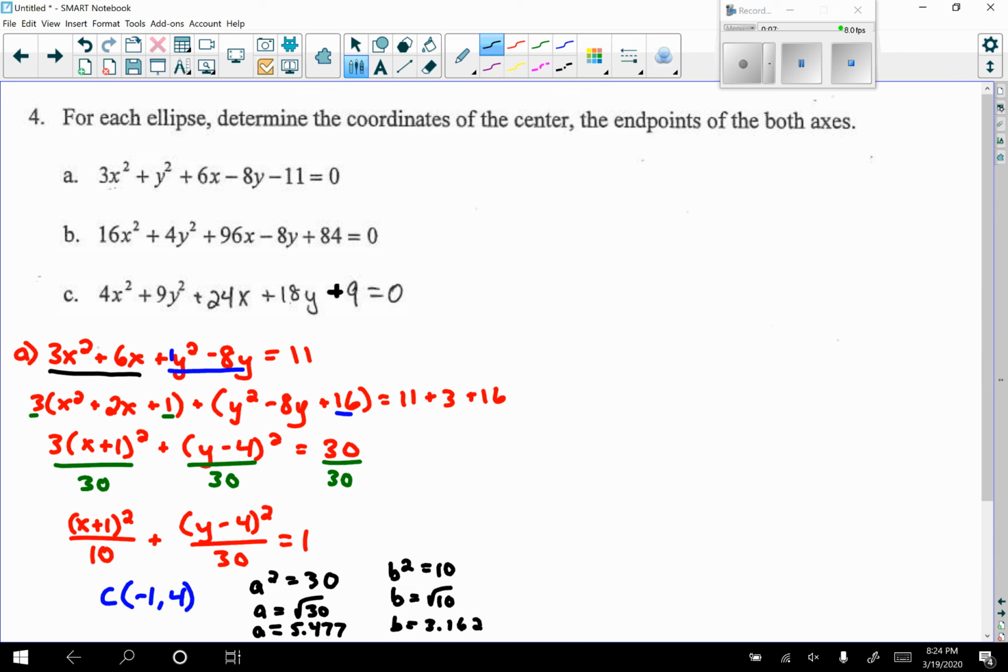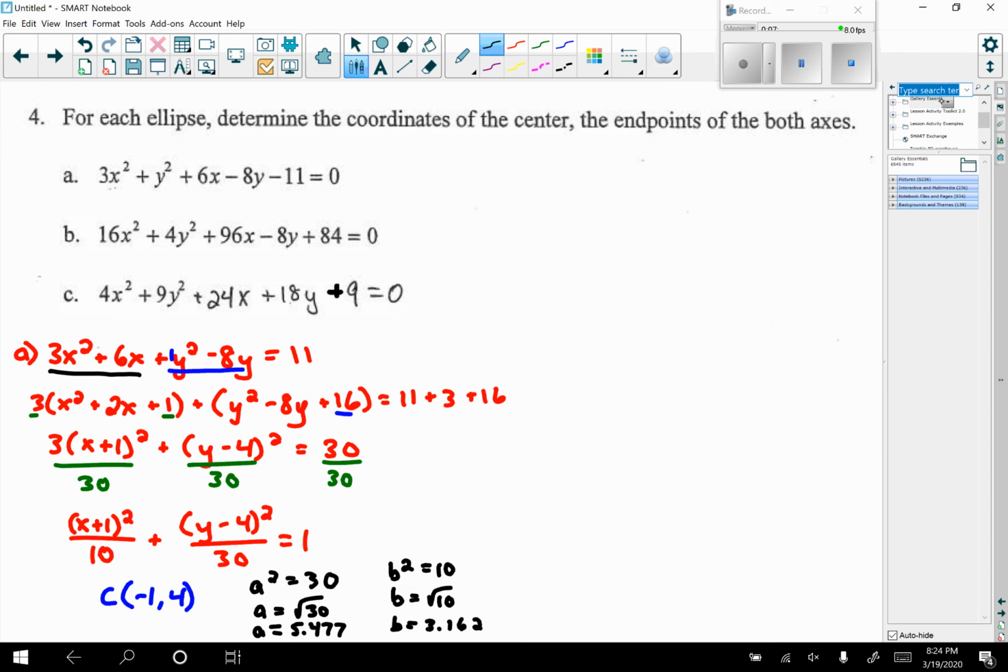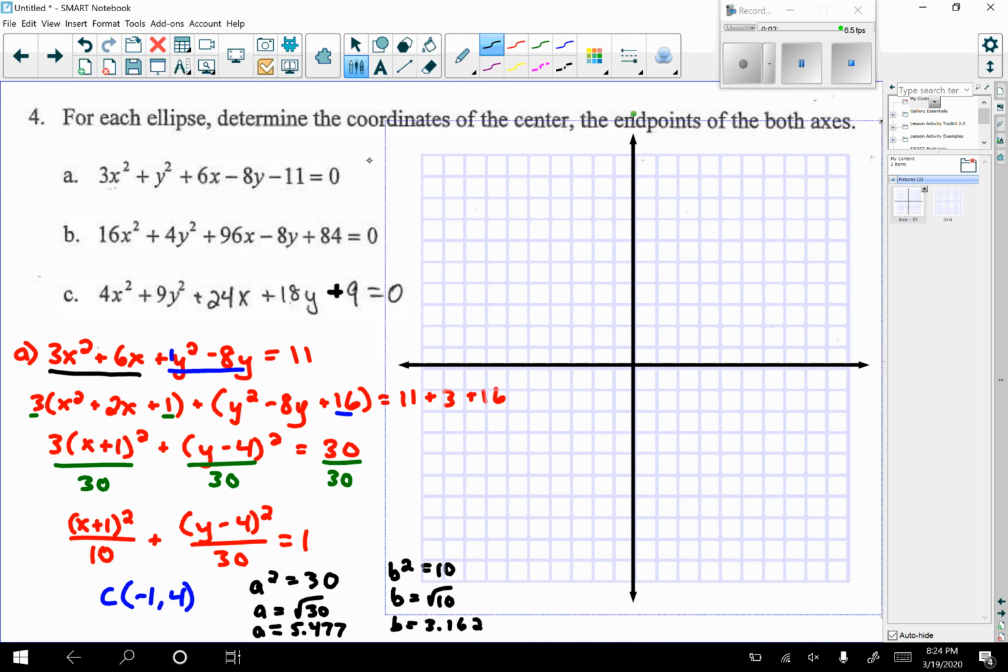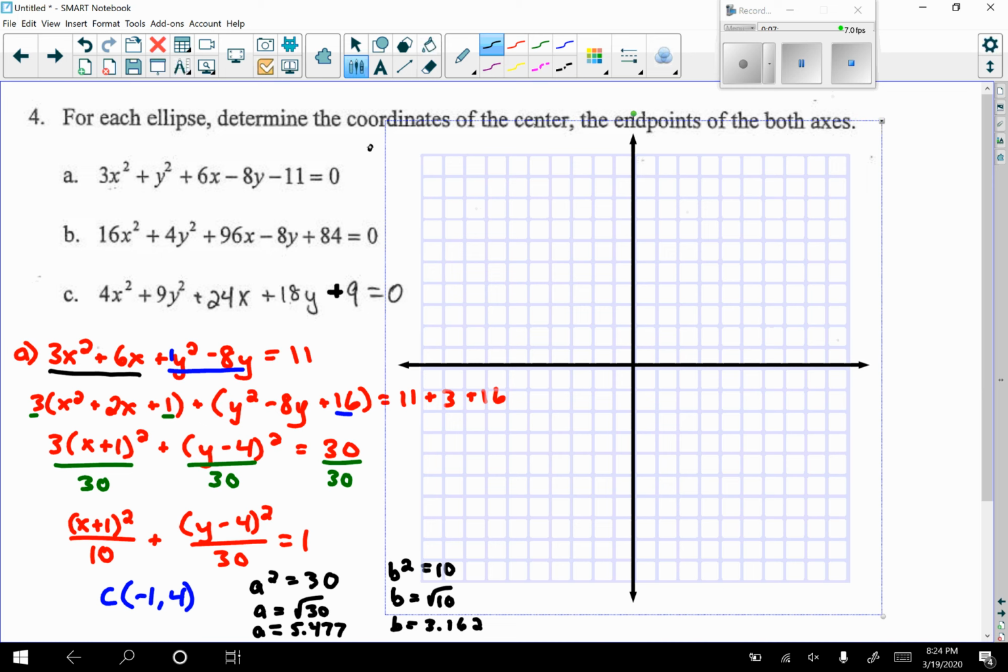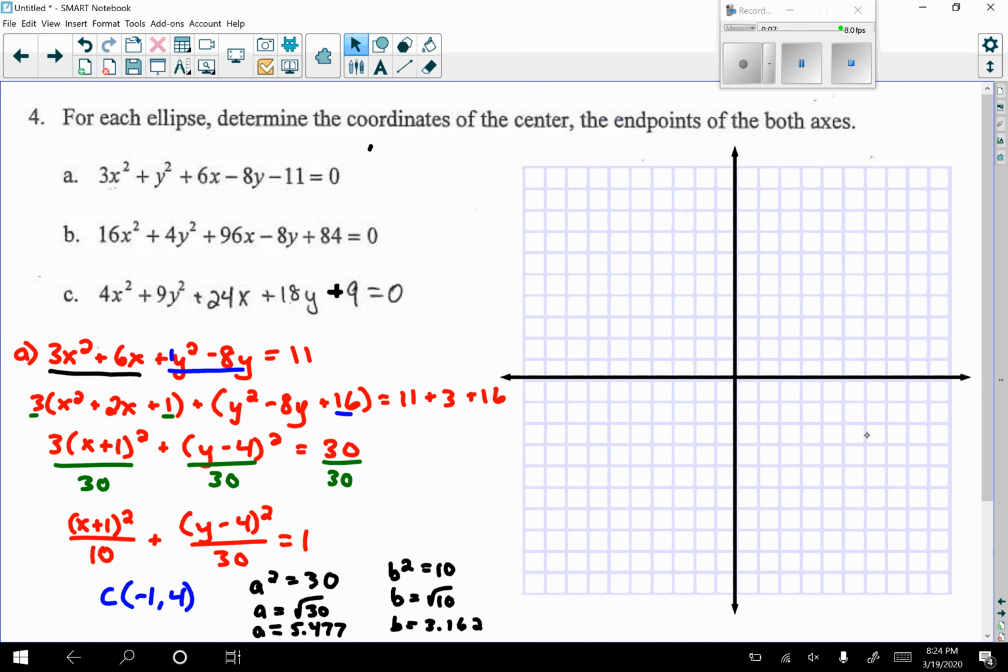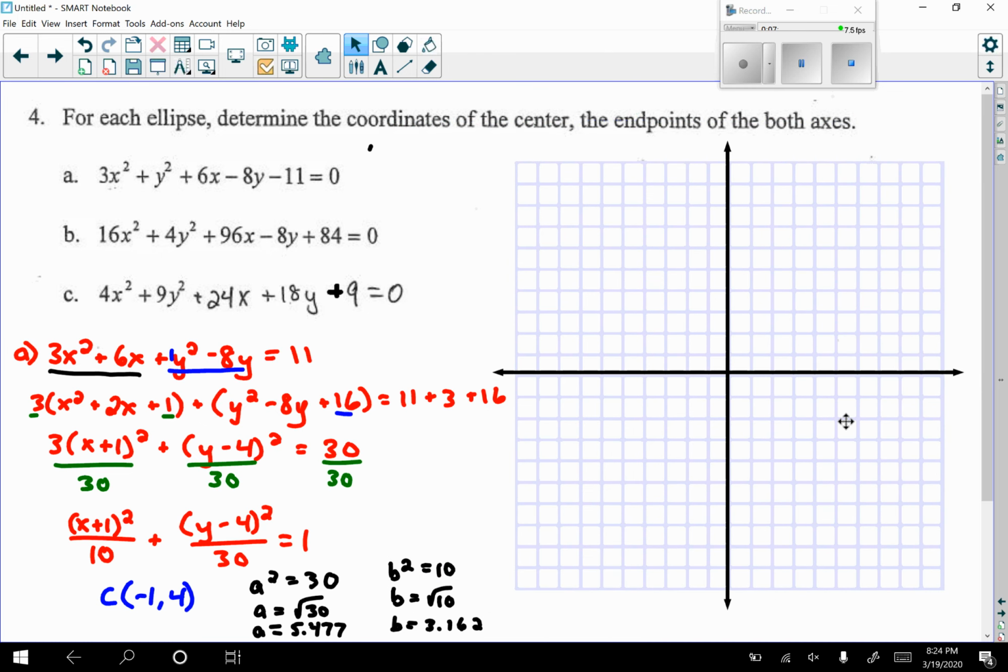So just to go ahead and graph this to help us visualize this a little better, I'll show you what that could look like. Because if we've done these enough, we can actually determine the endpoints of vertices of each axis without graphing. There will be a little trick to figuring out what we have to add here. So I'm going to go ahead and just graph this one, plotting the center at negative 1, 4.